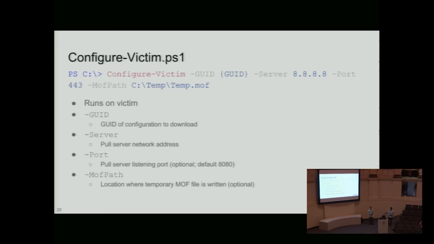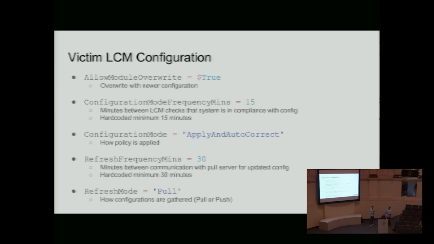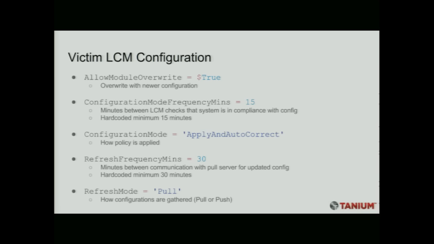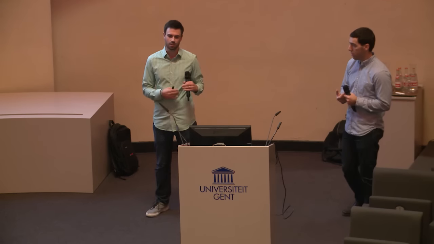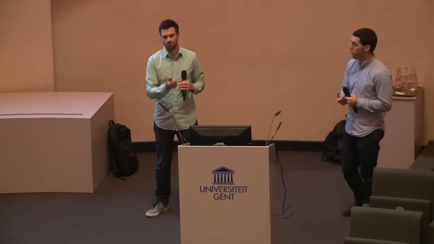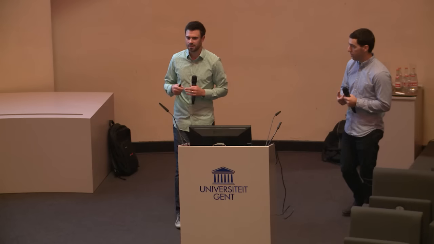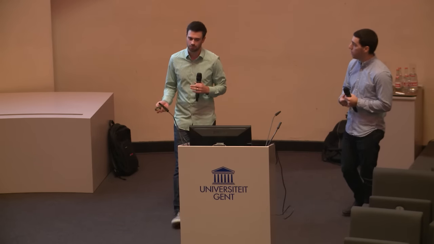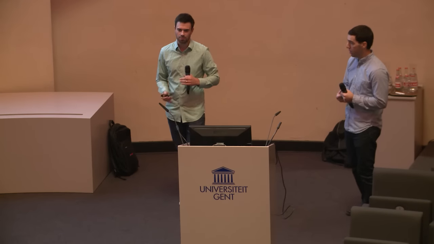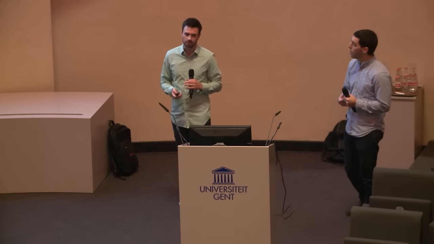So we write it to the correct location and then delete it, but you have an optional parameter to put it wherever you want, and then we'll go and delete it for you. The LCM is pretty interesting because this is where you can define specific parameters that are required to do different things. So, allow module overwrite. This is what allows you to update a config on the fly and push a new configuration down. So if you want to take the same GUID and overwrite it with something new, the victim machine, if this is set to true, will automatically download the same GUID but apply the new configuration, which is really nice for dynamic updating as well as dissolving configurations, which we'll talk about later.